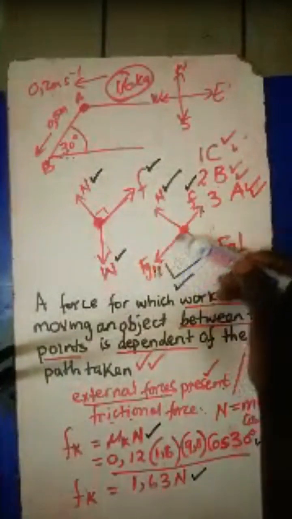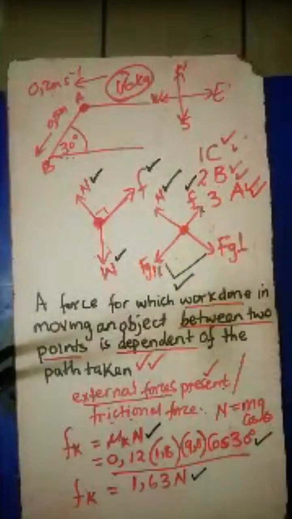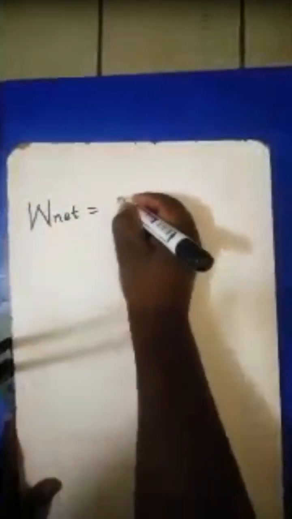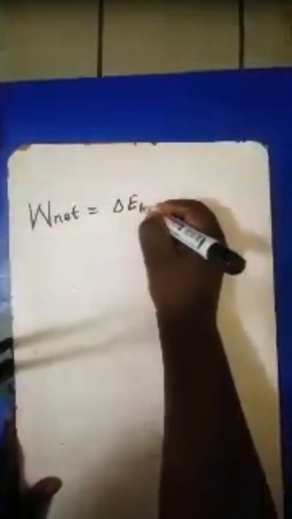So when there is friction, we either use W net equals change in EK, or you use W NC. You just choose what is easier for you. So let us use W net is equal to change in EK. So 1 mark is for the formula. W net is equal to change in EK.